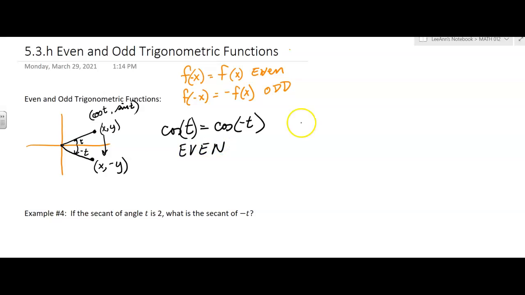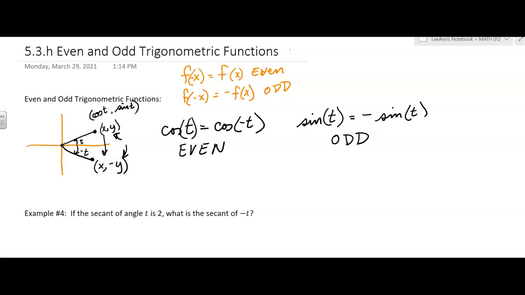But the sine of negative t is equal to the opposite of the sine of t. See, it was y, and now it's negative y. And so that means this is an odd function.